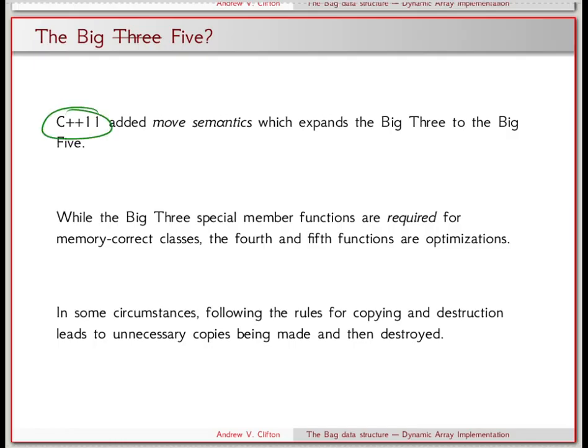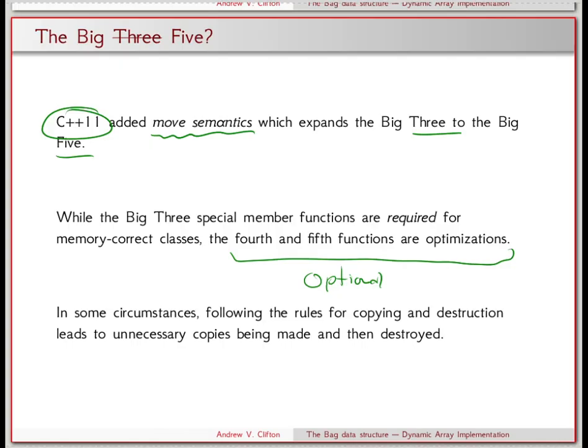Now in 2011, C++ added move semantics, so that goes from the big 3 to the big 5. Now we saw that your program basically won't work unless you have the big 3 in there. Things will break if you're missing the big 3 and you're doing any kind of dynamic allocation. The big 5, though, the 4th and 5th functions, those are optional. All they do is make some things faster, but you can leave them out and your program will still work.